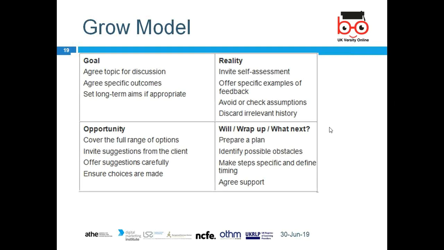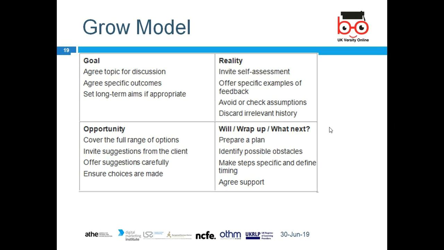Next, the GROW model. What is the GROW model? It consists of goal, reality, opportunities, and wrap up. If you want to be in a team, we need to set a goal, an agreed topic for discussion, and an agreed specific outcome. Then reality: invite self-assessment and offer specific example feedback. If you carry on giving feedback to teams and look at their performance, then opportunities: cover the full range of options and invite suggestions.